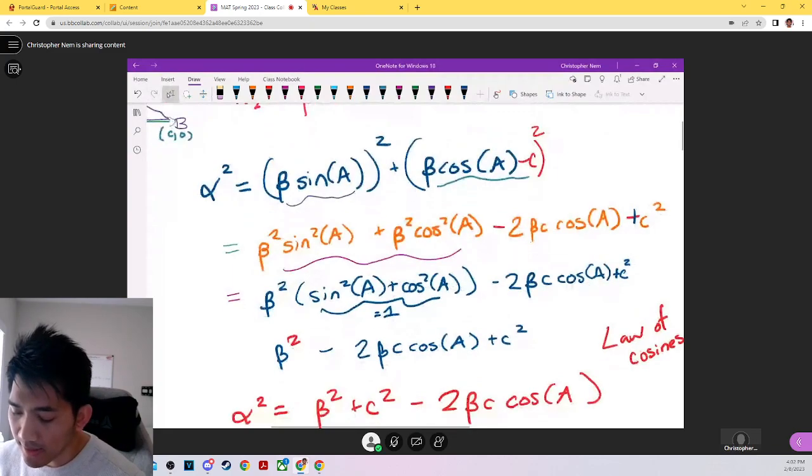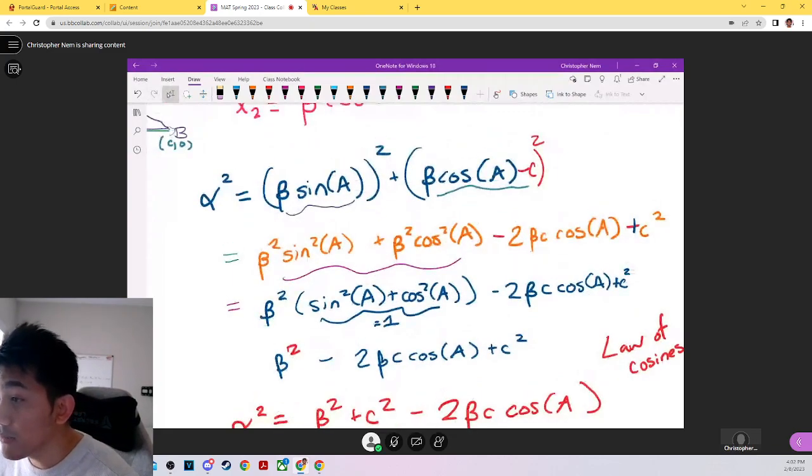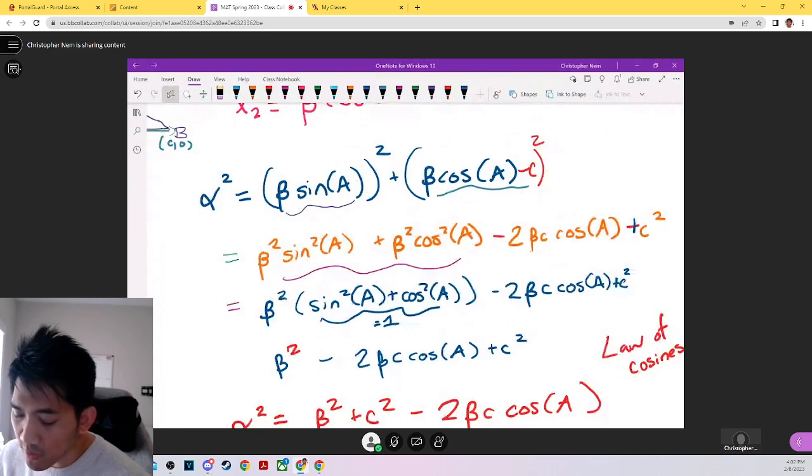And then we move to the next line. If I wanted to factor beta squared from this, I can factor it as beta squared times sine squared of A plus cosine squared of A. But then the remaining part didn't have beta squared, so it didn't get factored, didn't get changed.